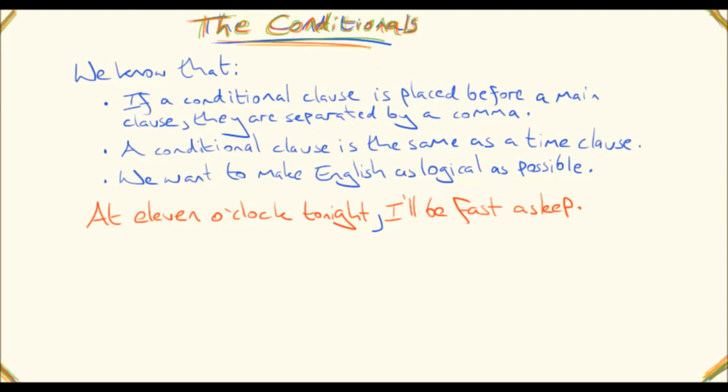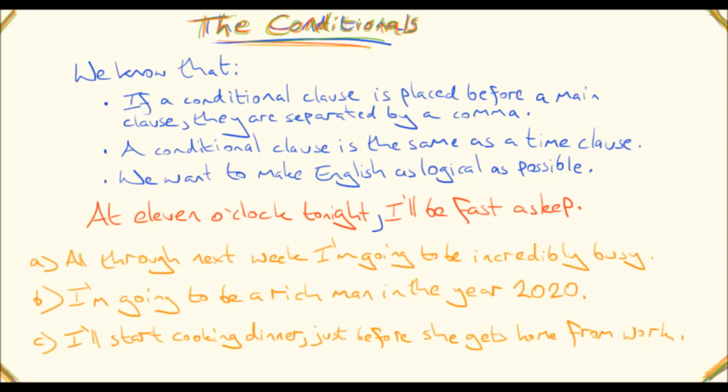Here's a couple more examples for you. All through next week, I'm going to be incredibly busy. We've got the time clause, and "I'm going to be incredibly busy", that's the main clause. So the time clause is coming before the main clause. Let's put a comma in there.